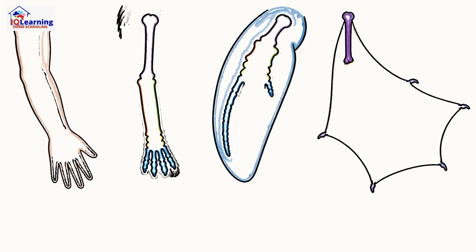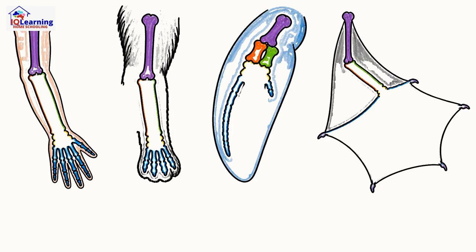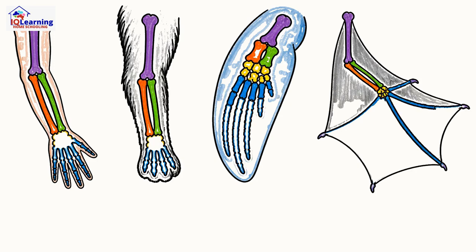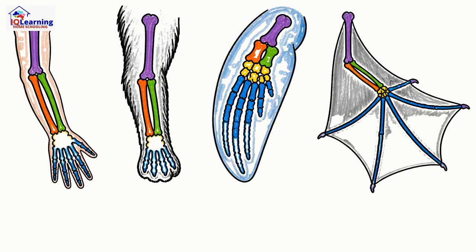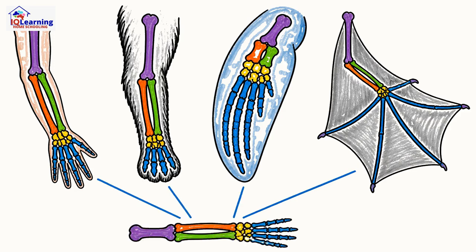This idea of a shared family tree is backed by powerful evidence. Look at your own arm. The bone structure, 1 upper bone, 2 lower bones, a cluster of wrist bones, and 5 fingers, is the exact same blueprint found in a cat's leg, a whale's flipper, and a bat's wing. They're used for wildly different tasks, but they all share a common inheritance.